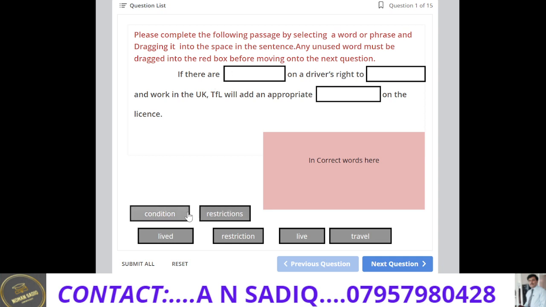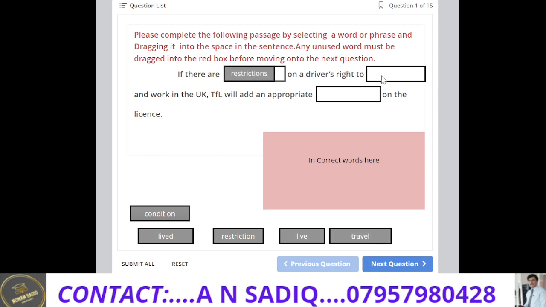Now let's see the options. Here it is condition, lived, restrictions, restriction, live, and travel. The only plural word is restrictions. There is a word restriction as well. If you put restriction here, you will lose the marks because there should be the plural word. So you will drag this word from the bottom to its appropriate position like this, then release your left button and your finger, and it will be fitted automatically.